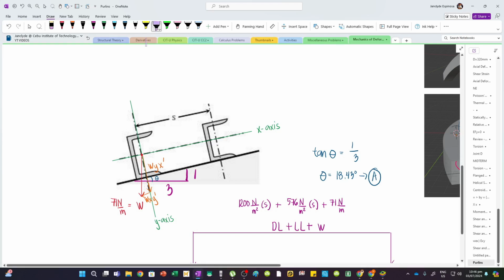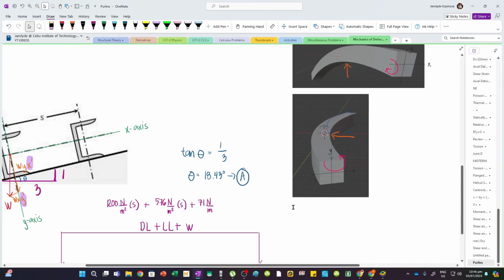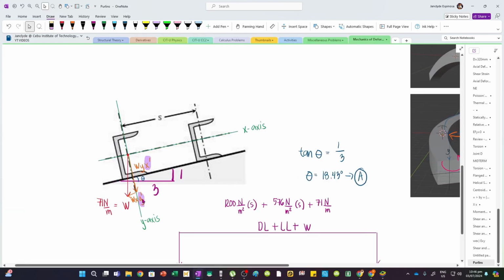Now, sir, why add y prime and x prime? This is to indicate the direction of bending. Wx causes bending about y, so that's why I add y prime. And for Wy, it causes bending about the x-axis. So that's why it is indicated here that it will cause bending about that axis. I hope that's clear.